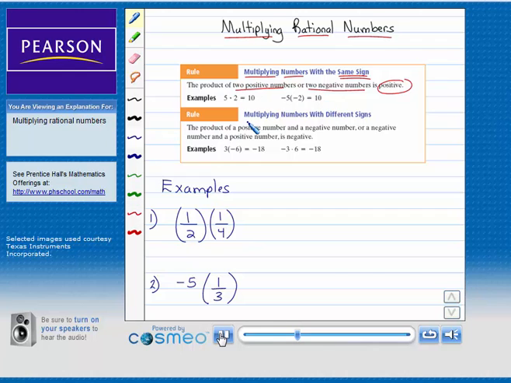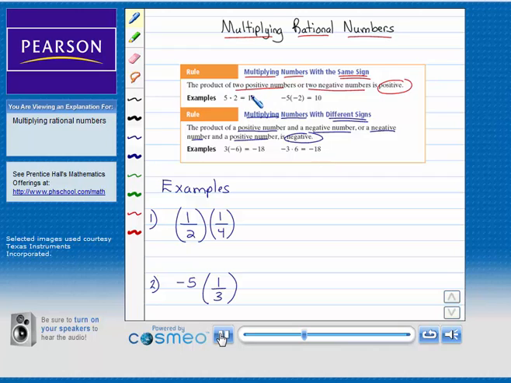The second rule is multiplying numbers with different signs. The product of a positive number and a negative number, or a negative number and a positive number, is going to be negative. So right here, I have a positive number and a negative number. I multiply them together, 3 times a negative 6, it gives us a negative 18. Right here, I have a negative number and a positive number. I multiply negative 3 times positive 6, and I'm going to get a negative answer of negative 18.